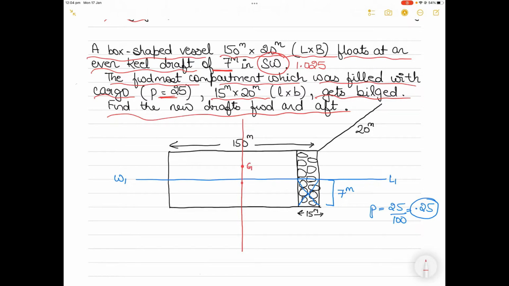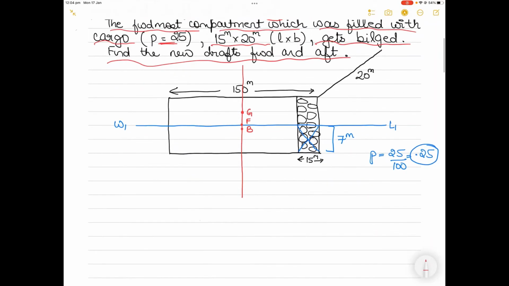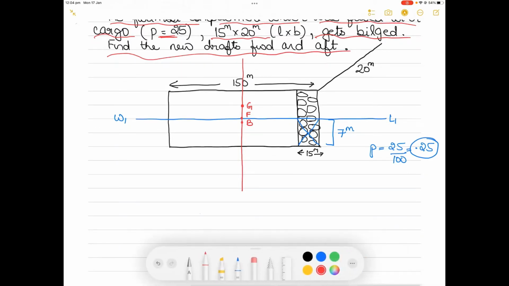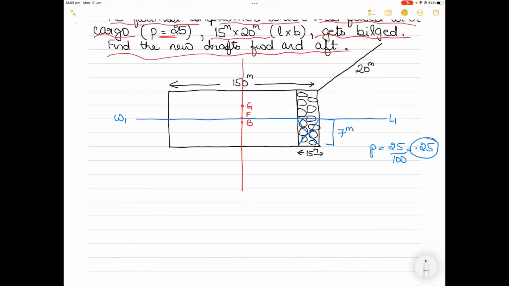All right, so I can say G here, B here, all right, F here, they all will be in one line. But as soon as bilging takes place, water will freely float in and out of the compartment. So the center of gravity will remain the same, but the center of buoyancy will change, and so will the center of flotation.